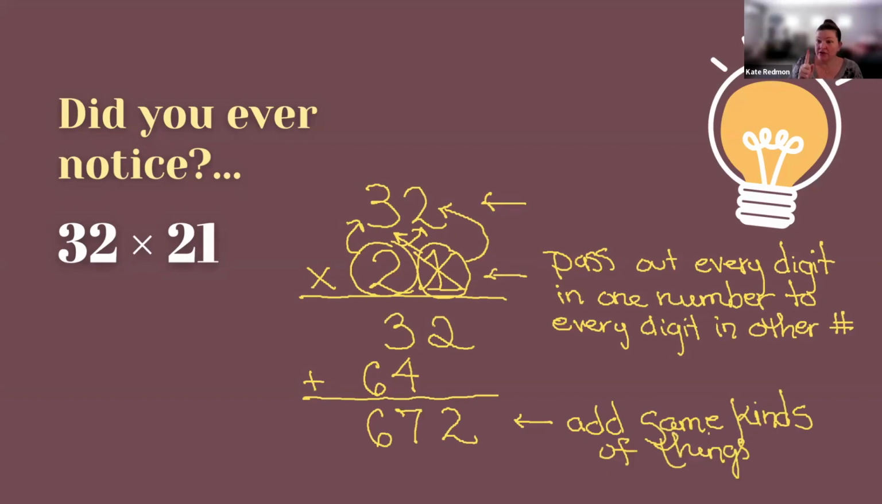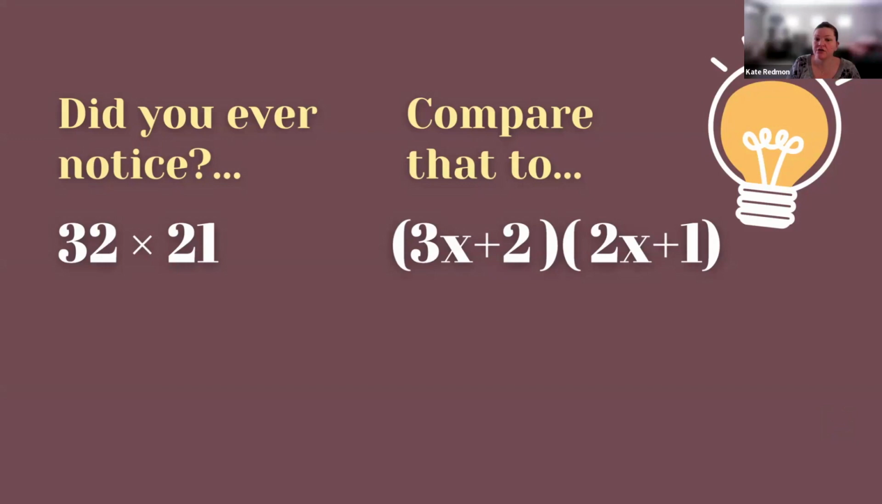It's going to look a little different. We're going to organize it a little different, but we're going to do the exact same process. We're going to pass out, and then we're going to add up the same kinds of things. Let's give it a try. We're going to compare this to multiplying not 32, but 3x plus 2. And not 21, but 2x plus 1.